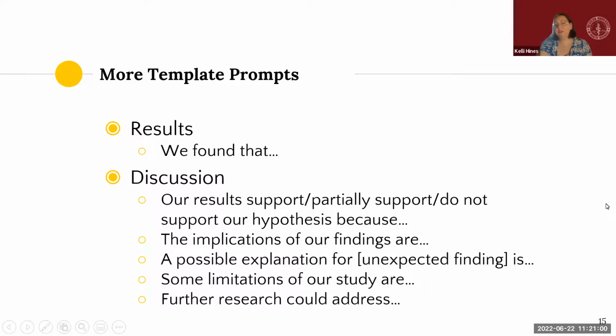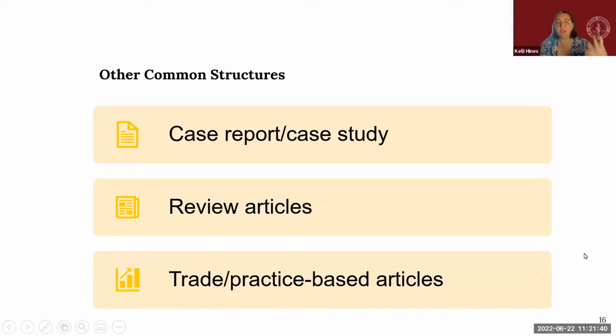And then the discussion: our results support, don't support, or partially support our hypothesis because, and the implications of our findings are. A possible explanation, if there was an unexpected finding, is why might this have occurred? What are the limitations of your study? What further research is there? And so I have a Word template. You have about two pages already done, with your name and these drafts. Obviously you wouldn't leave this in there, but if you're writing a really rough draft, these prompts can help you get going.